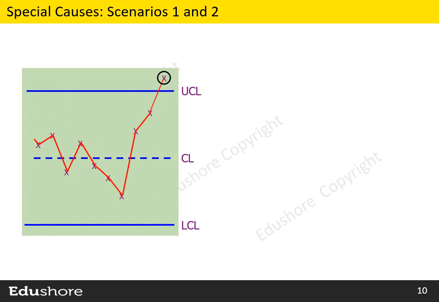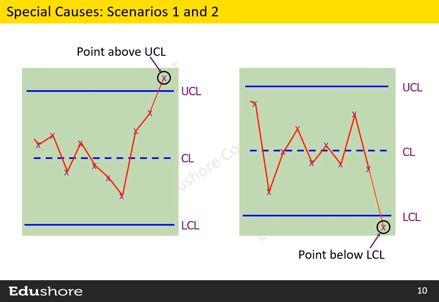Usually, the pattern of data points on control charts indicates specific scenarios of special causes. Let us look at them. If a data point goes above the UCL, it is a special cause scenario. In other words, we need to look into the data to see what went wrong on that specific day. If a data point goes below LCL, it is also a special cause scenario.